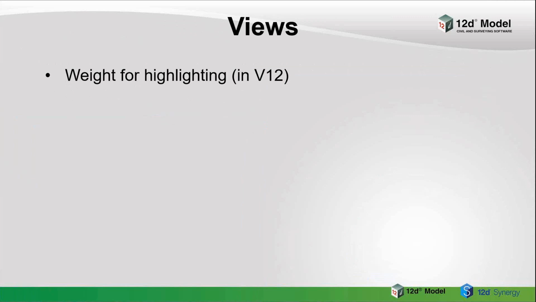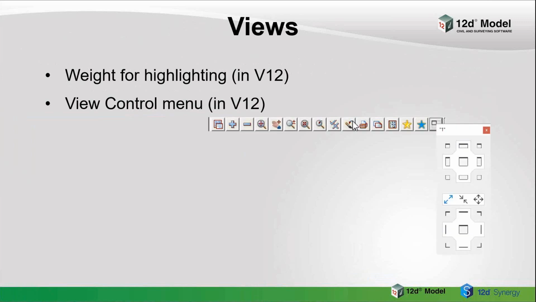Now these things are continuing on to other areas. We said that ways for highlighting was in V12 already, and also the control menu. I just want to show what that is. At the end of your view buttons, there's one which brings up what we call a view control menu. You can click on the buttons on it with your finger when you're out in the field on the tablet for moving the views around.